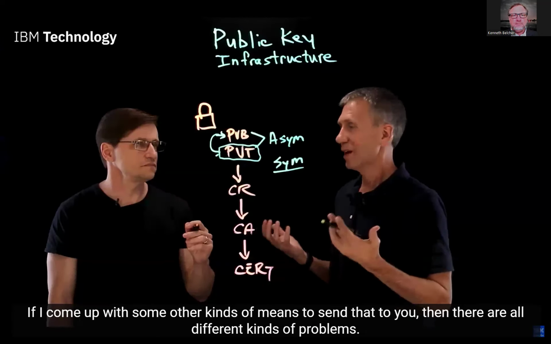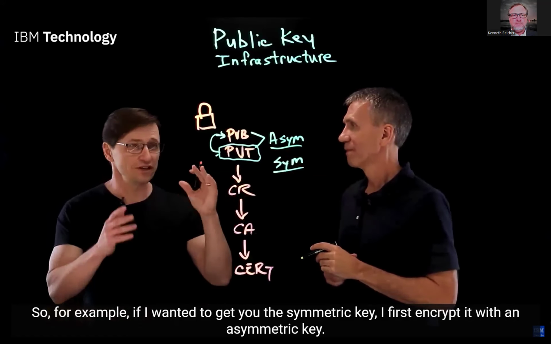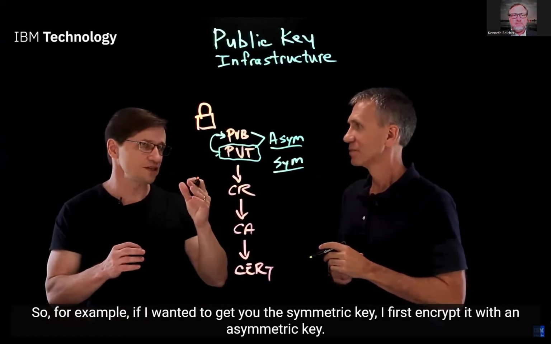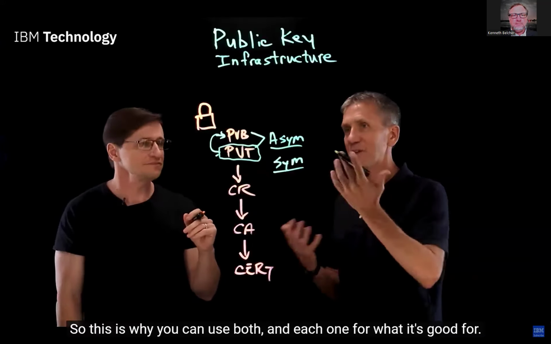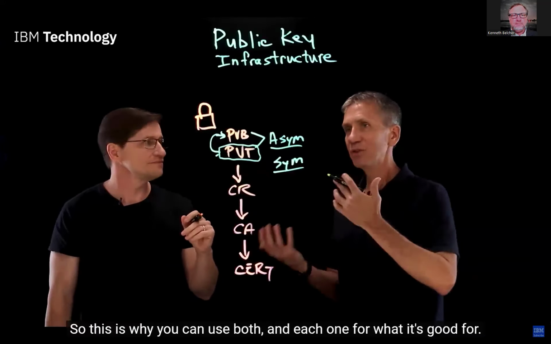Oh, I see. So, for example, if I want to get you the symmetric key, I first encrypt it with an asymmetric key, send that to you, and then you can decrypt it with my public key. Exactly. And then you have that symmetric key that we can then use to do fast exchanges. Okay. So this is why you can use both, each one for what it's good for. The PKI, the public key infrastructure part, refers to this asymmetric part. And what that really solves for us is the key distribution problem that was left over by using symmetric key cryptography. Okay, great. I got that.